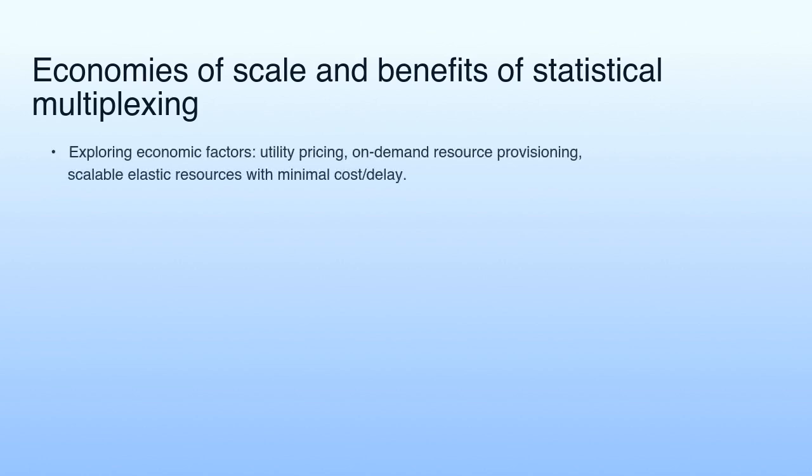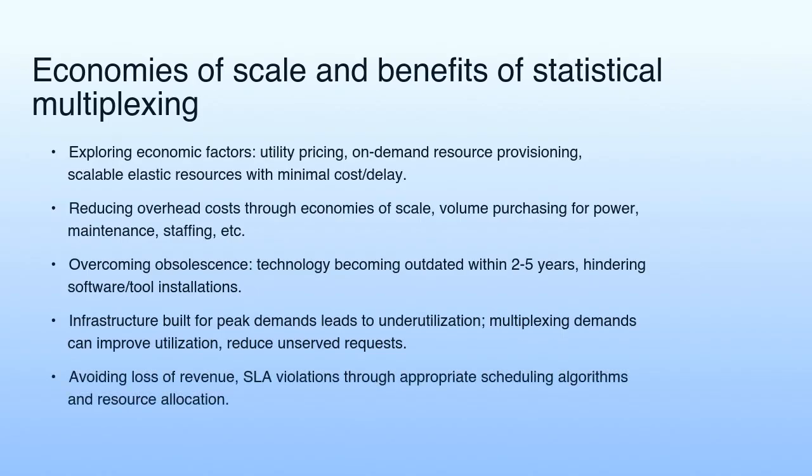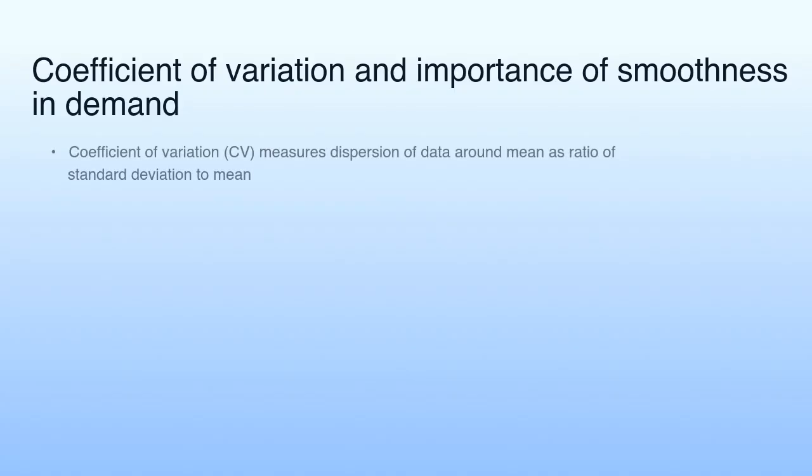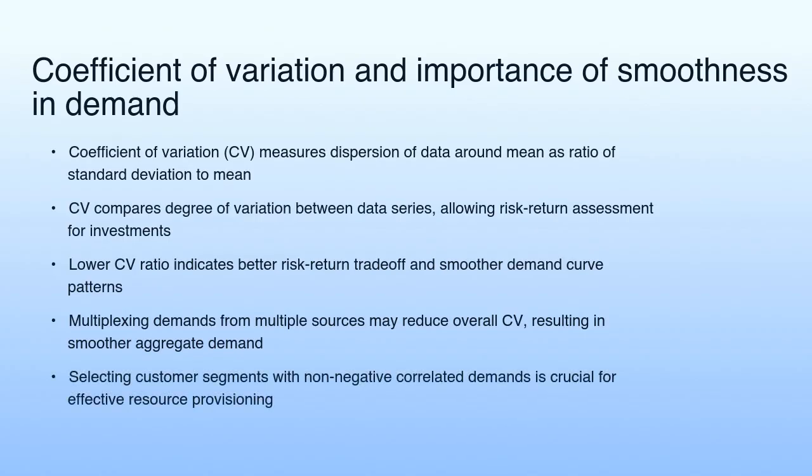Exploring economic factors like utility pricing, on-demand resource provisioning, and scalable elastic resources with minimal cost and delay can lead to reduced overhead costs through economies of scale and volume purchasing, while also overcoming the challenge of technology obsolescence. The coefficient of variation, which measures the dispersion of data around the mean, is a useful metric for assessing the risk-return trade-off of investments, with lower values indicating smoother demand curve patterns and better opportunities for effective resource provisioning through multiplexing demands from multiple sources.